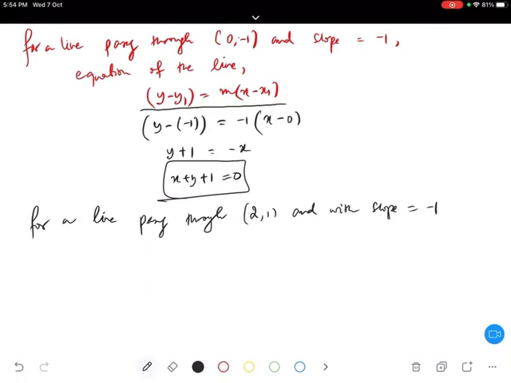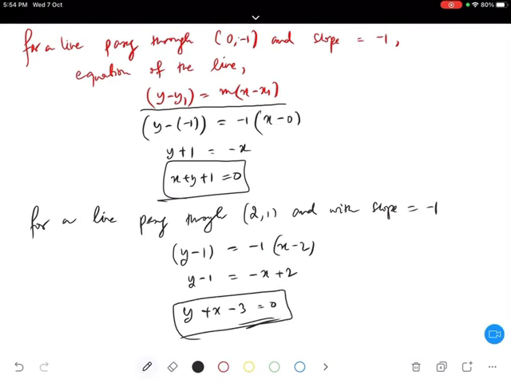I'm not writing the equation again. So y minus y1, that is 1, is equal to minus 1 times x minus 2. So how much do you get? y minus 1 is equal to minus x plus 2. Taking everything to the other side, y plus x minus 3 equals 0. Am I clear? So these are the 2 equations of the line we got.